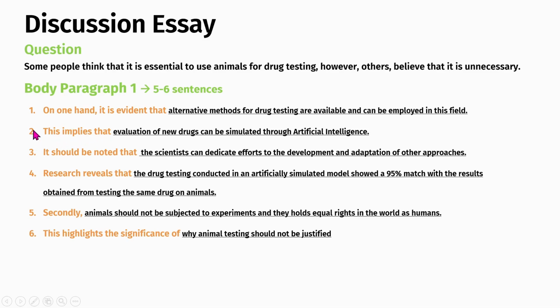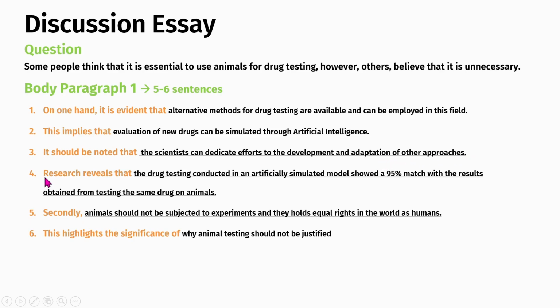Now going to sentences 2 and 3, these will be your supporting sentences, and the second supporting sentence starts with this implies that. Evaluation of new drugs can be simulated through artificial intelligence. I said that there is an artificial method, like we can use artificial intelligence to evaluate the drug. Evaluate means testing the drugs. Now that is your first supporting sentence. You can write one more supporting sentence, which is: it should be noted that scientists can dedicate efforts to development and adaptation of other approaches.